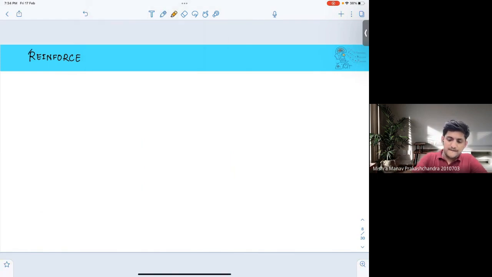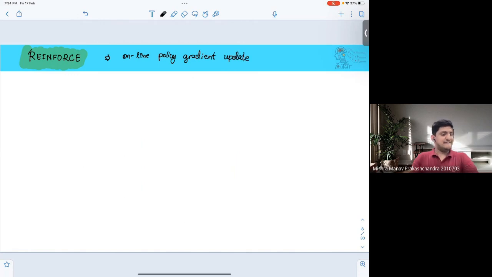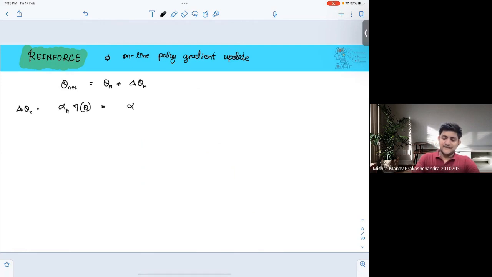This is an algorithm which is called reinforce. This is a method in which we can do a one, or you can say online, policy gradient update. How does it work? We have theta n plus 1 is theta n plus delta theta n, and my delta theta n is nothing but alpha n times eta of theta, from the previous slide, which is alpha n times rn times the gradient of pi a comma theta divided by pi of a comma theta. Correct? So far, so good.